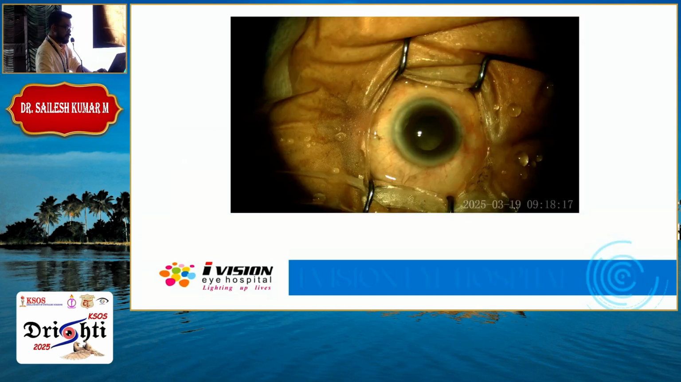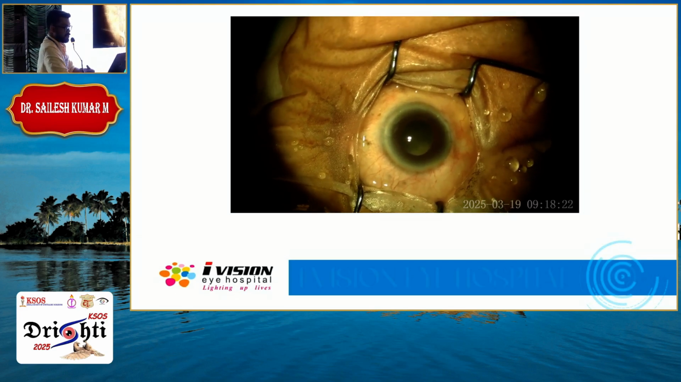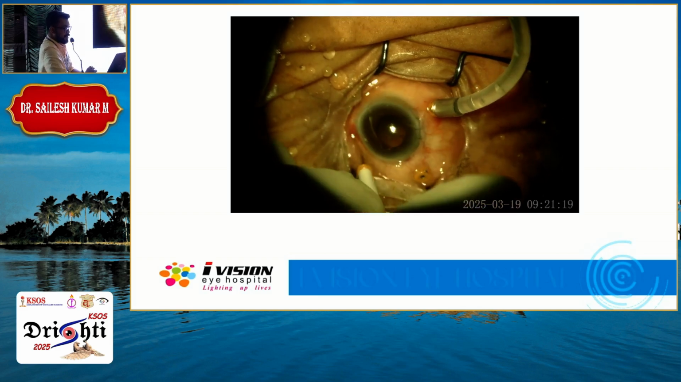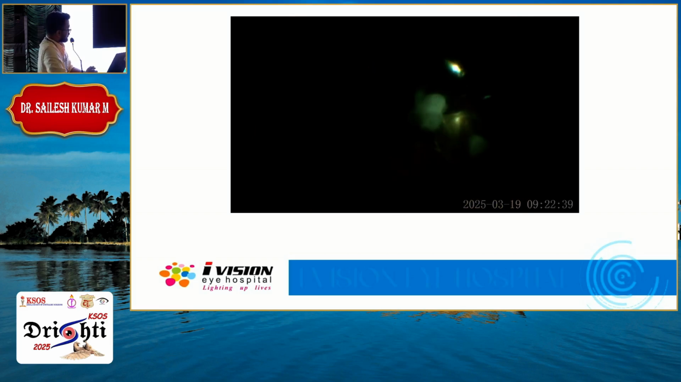So I'll go to one video. This case was taken 1 week after the cataract surgery. There was nucleus drop. IOL was not put. The wound was sutured. It's a 23 gauge vitrectomy system.